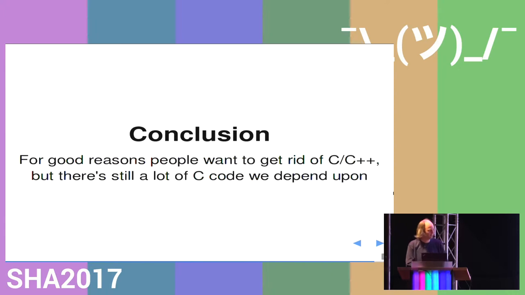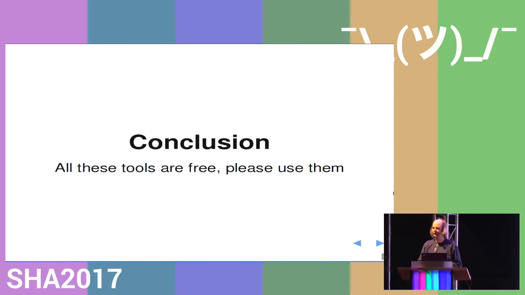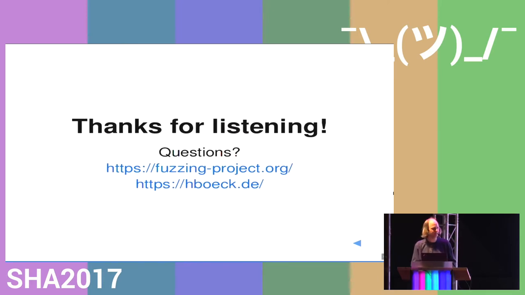So to get to a conclusion, I know that a lot of people say we should no longer use C at all. We should rewrite everything in Rust or whatever, in Go or Haskell. Realistically, there's still a lot of C code that we're using, right? Probably your operating system is written in C, your browser is written in C, and most of the other applications you use also. With a combination of using these sanitizer features and fuzzing, we're able to discover a lot of these typical C bugs. And we should do that. And I mean, the tools are free, so please use them. That was it. Thanks for listening.